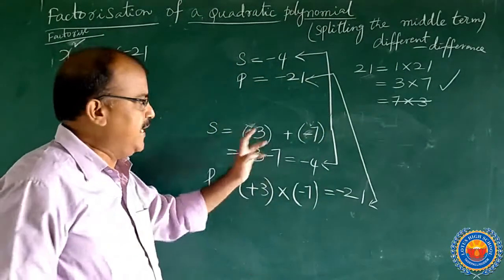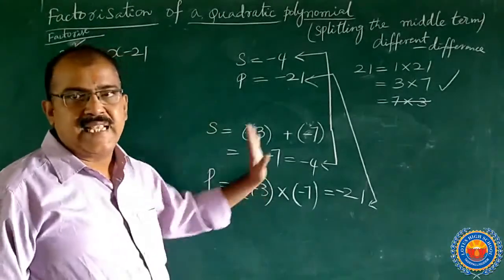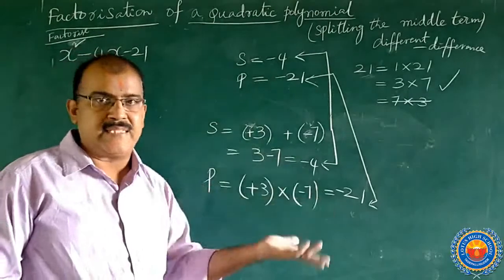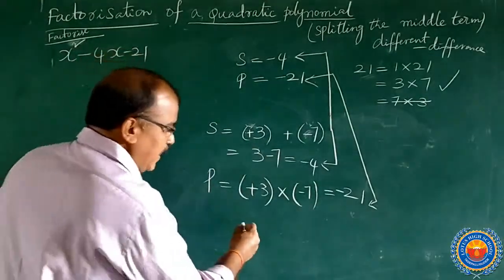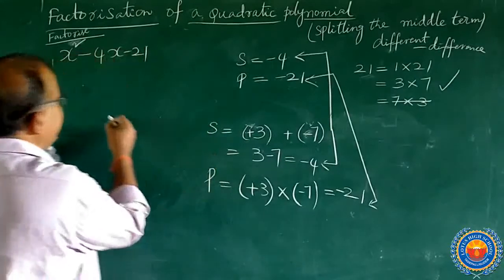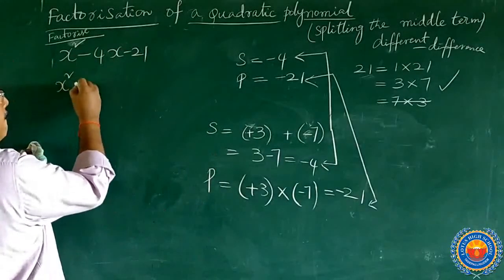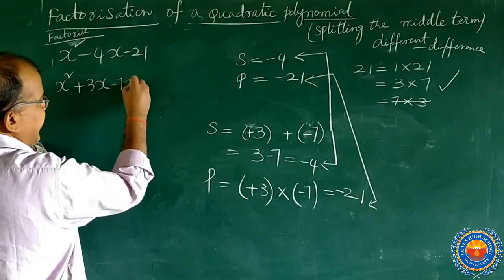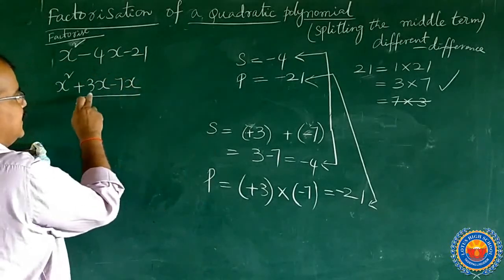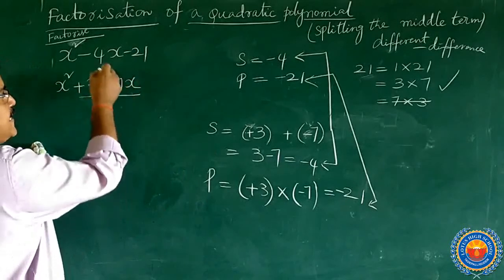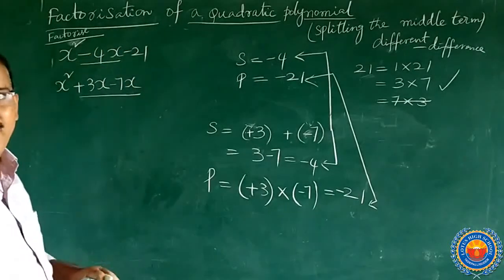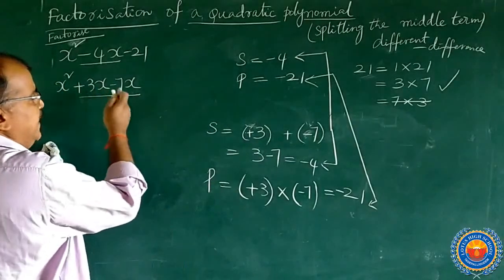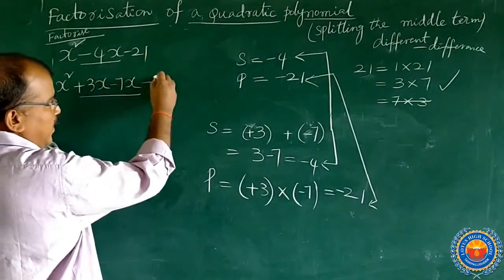So my numbers are correct. The first number is plus 3, the second number is minus 7. Plus 3, minus 7, okay, otherwise minus 7, plus 3. You can take anything. That is nothing but x square plus 3x minus 7x. If you simplify plus 3x and minus 7x, I'll get minus 4x. If you multiply plus 3 into minus 7, I'll get minus 21.